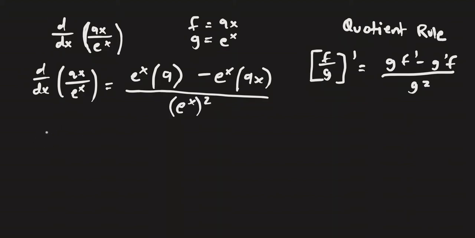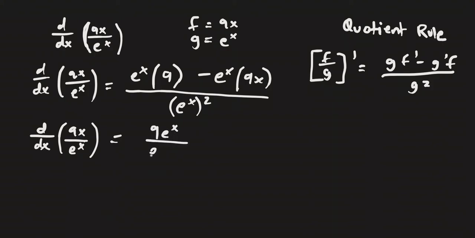So let me rewrite this here. d by dx of 9x by e to the power of x. Now I'm going to rewrite this top part. I'm going to rewrite this as 9 e to the power of x, over e to the power of x times e to the power of x, minus 9x e to the power of x, so multiplication, over e to the power of x times e to the power of x. And you'll see why I did this in a bit. Well, right now, because the e to the power of x and the e to the power of x cancels out, and here as well.